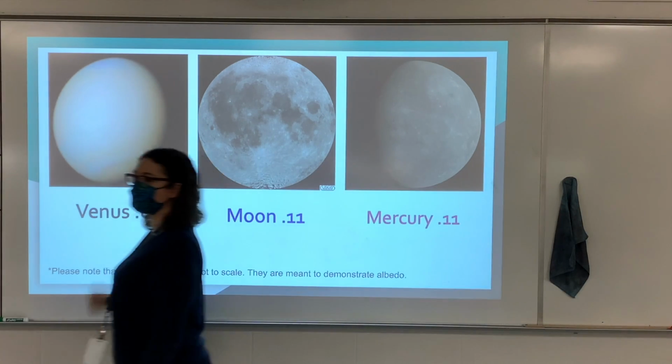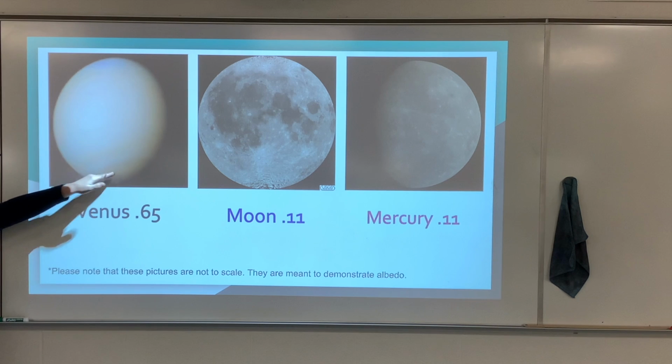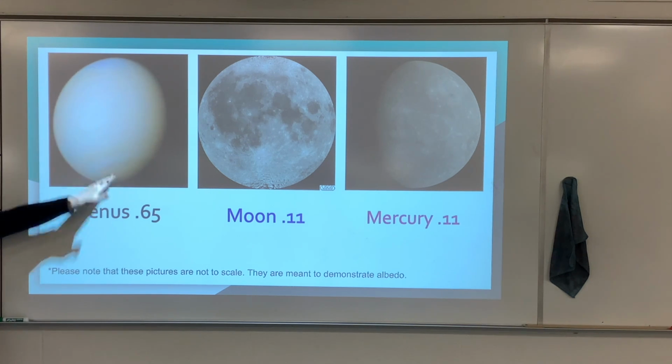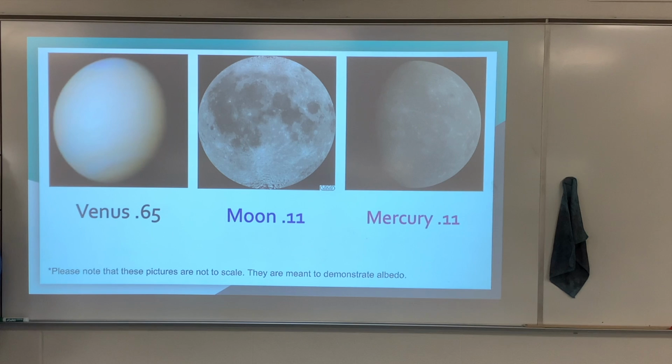Venus, on the other hand, we don't actually see the solid surface of Venus when we look at it. We see its thick white atmosphere. So Venus is completely covered in a very thick atmosphere of whitish clouds, and so it reflects a lot more light. Whereas the moon and Mercury have dull, rocky surfaces, they're not going to reflect nearly as much.